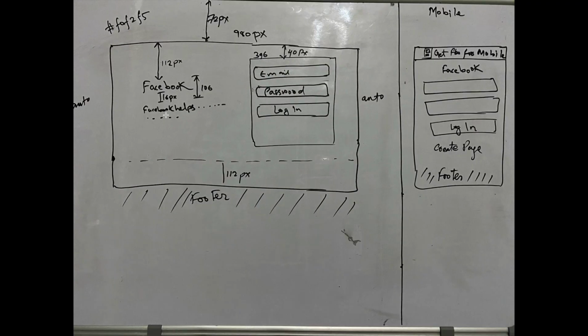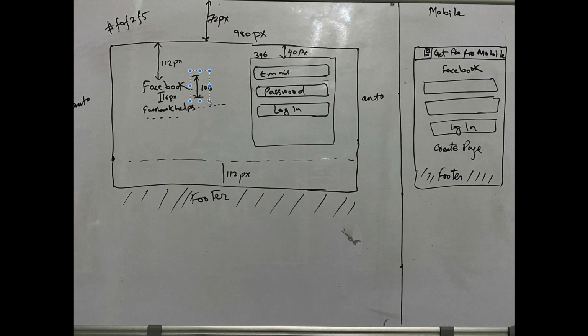Let me go back to the design wireframe. If you observe the large screen, assume this is our large screen, and within this screen we have a container. This container is horizontally centered. The width of this container is almost 980 pixels, and it has padding from the top of around 72 pixels on the larger screen, and from the bottom 112 pixels. There is a Facebook logo in the center of this container. It has padding again of 112 pixels, and the height of the Facebook logo is 106 pixels.